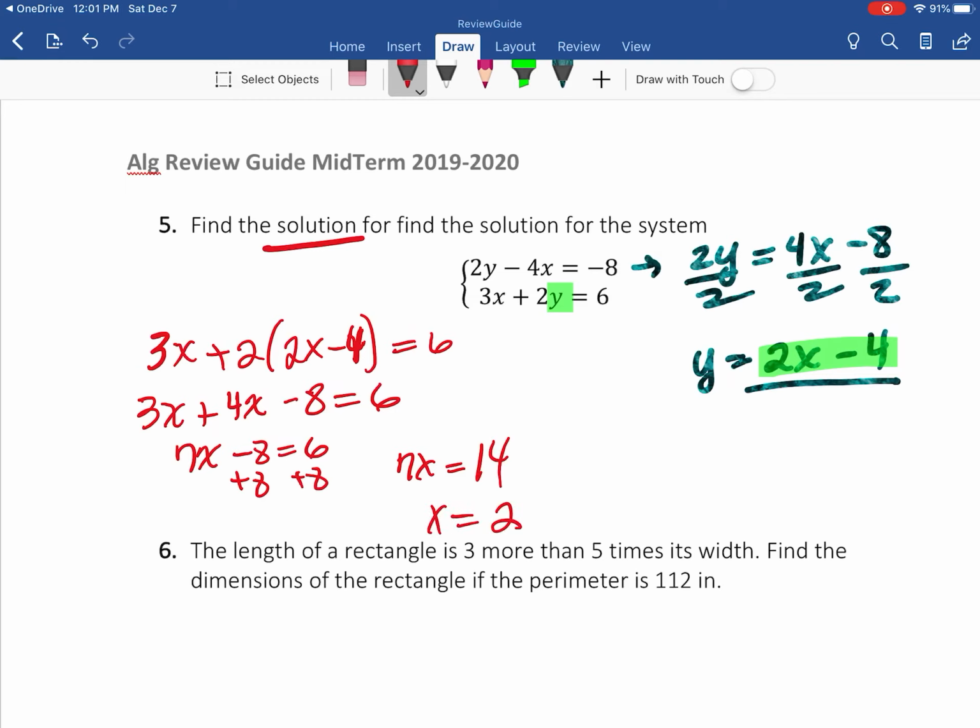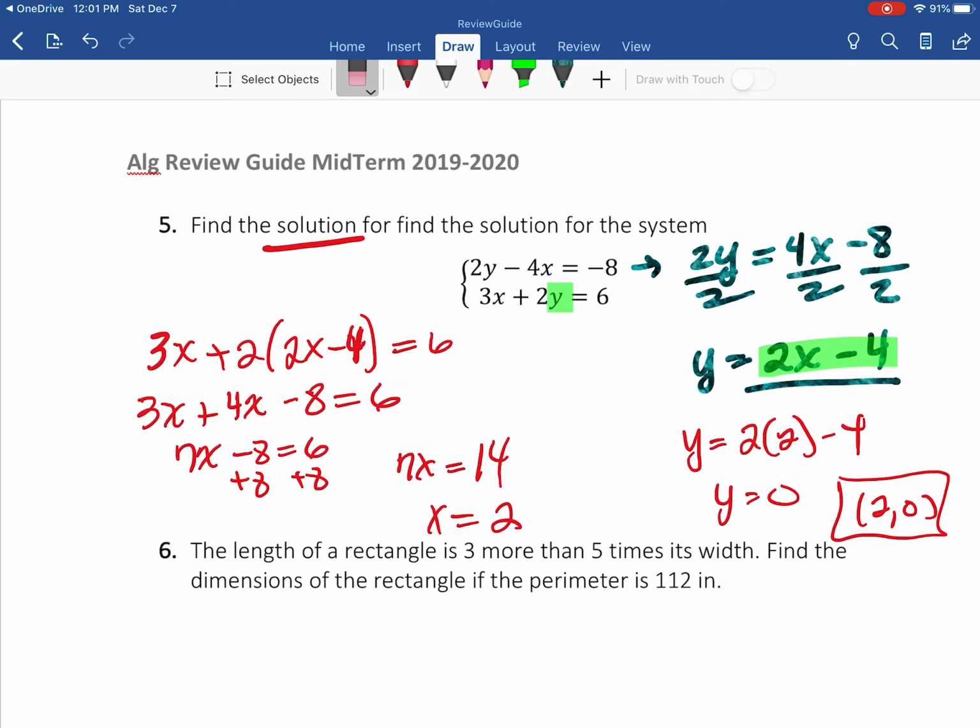All right, now I'm going to plug that back into this equation, and I'm going to find out what y is. So that's going to be y is equal to 2 times 2 minus 4. So y is going to be equal to 0. So the solution is going to be 2, 0. All right, you could also graph if we want to do this. So let's see. I'll do a separate video on that because I don't want it to get too bogged down on this. I'll do a separate video on that to show how to graph that so that you can get more practice.